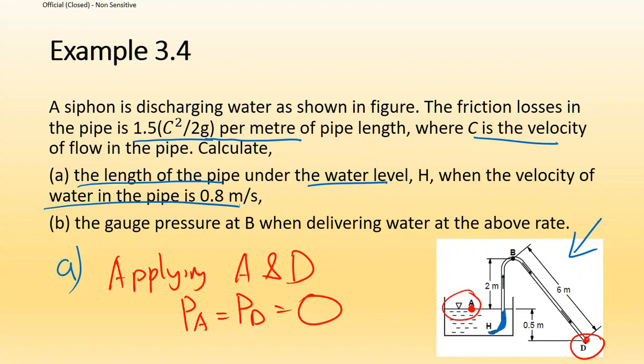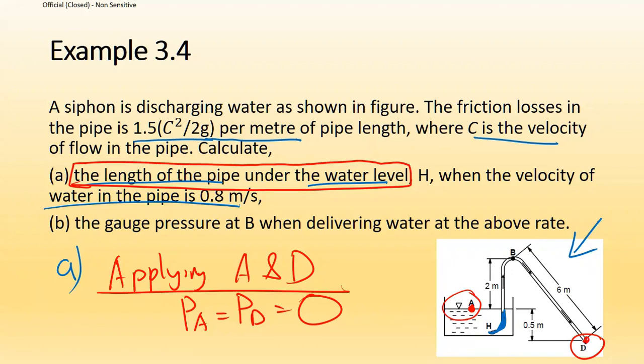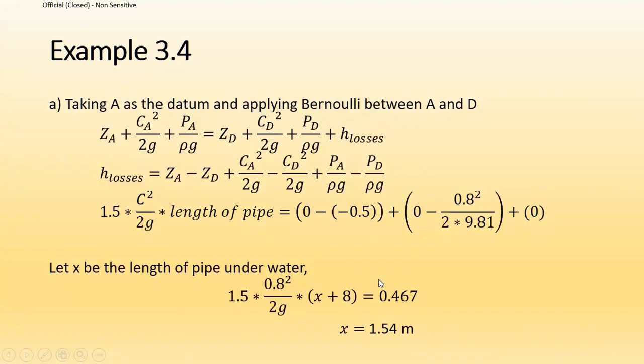More importantly, the length of the pipe that's under the water must be enclosed by the 2 points that we select. So between A and D, if we trace the path, it will bypass the unknown that we need. So we'll choose A and D to apply, and of course please take A as your datum. We apply the modified Bernoulli equation, inlet, outlet, and there are losses here.